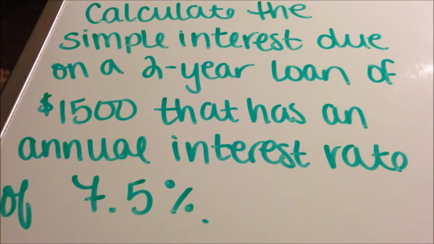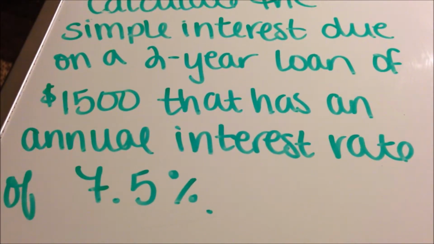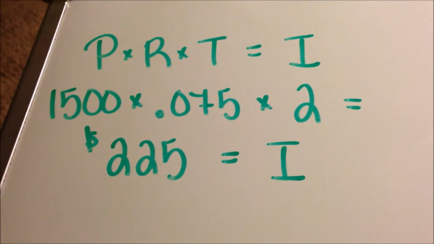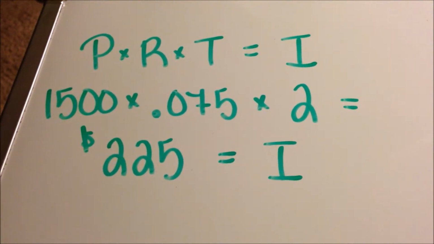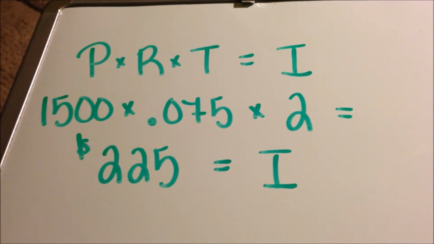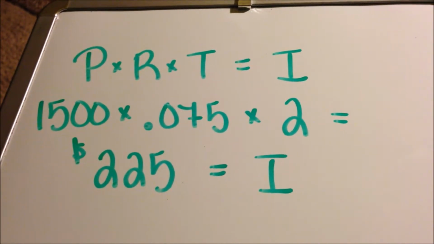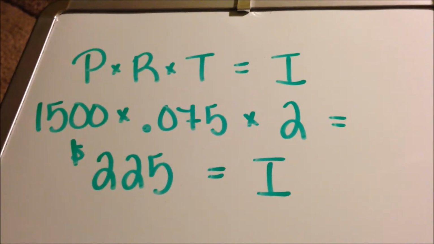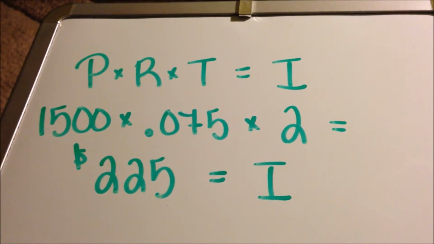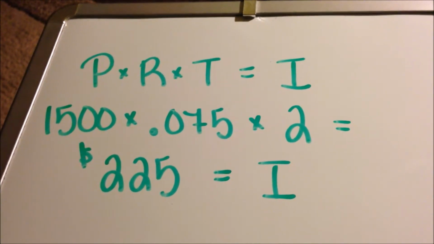Calculate the simple interest due on a 2-year loan of $1,500 that has an annual interest rate of 7.5%. By using the formula, we can plug in information that we know. The original amount invested, which is $1,500, times the rate, which is 7.5%. Again, we must convert it to a decimal. We get 0.075 times 2. We end up with an interest amount of $225.